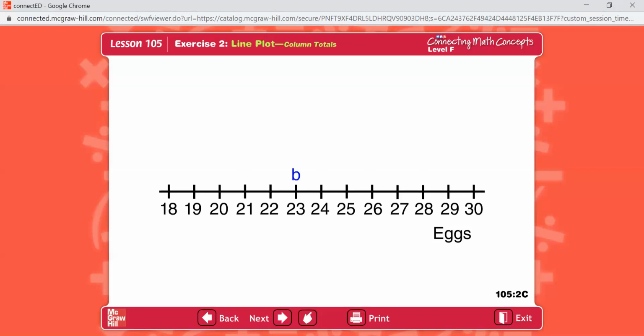The number for this column is 23. How many eggs are in this basket? There's only one, so there's only 23. How many eggs are in this basket? 21. There are 27 eggs in this basket.